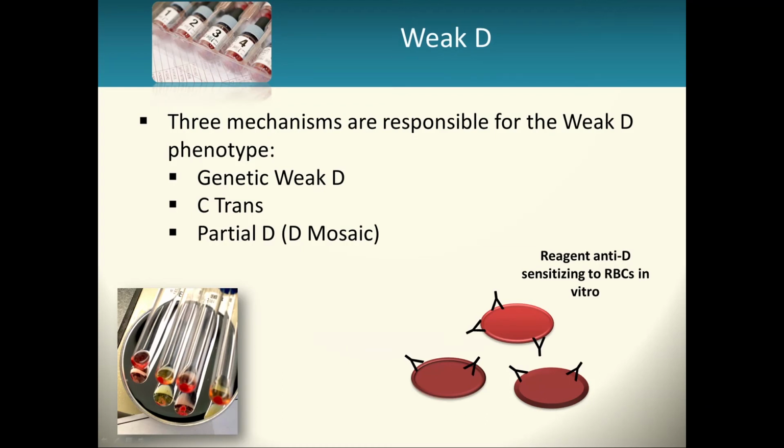A weak D phenotype typically produces a reaction that is weaker than 2+, and most of them are negative at immediate spin. In the weak D test, anti-D antibodies will sensitize to the red cells during incubation, and then the tubes are washed, and anti-human globulin is added that binds to the sensitized antibodies and will form the visible agglutination reaction.